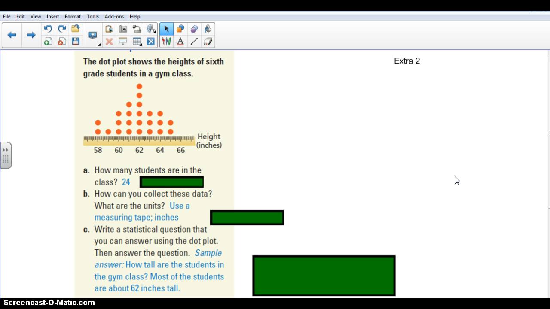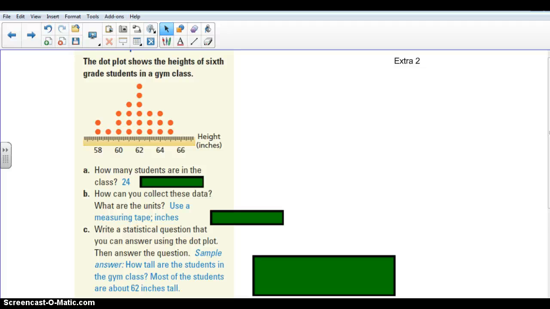All right, the next thing you want to do is on page 393, on your own number 2, and come back for the answers. On your own, number 2. Answer for A is 20. Answer would be time the students using a stopwatch, and it's in seconds.